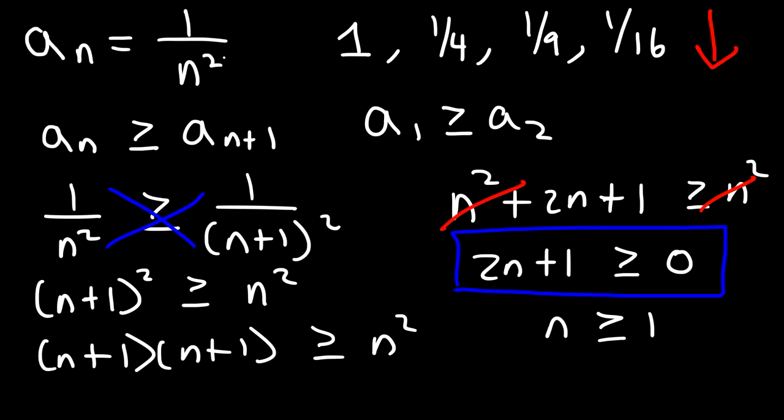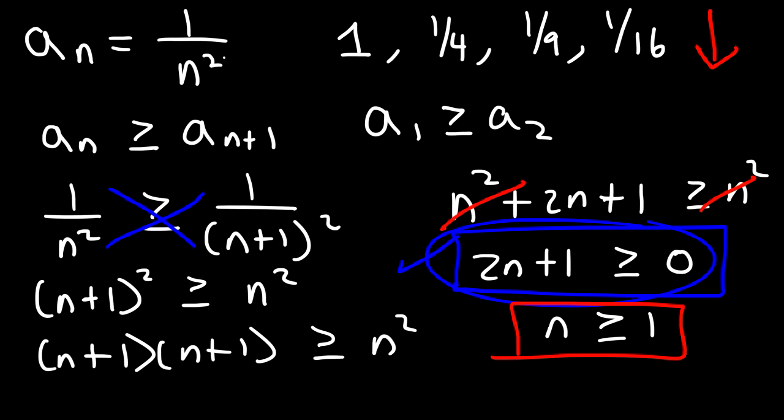So for n equal to or greater than 1, is this statement true or false? If we plug in 1 for n, 2 times 1 plus 1 is 3. 3 is greater than 0, so that's true. If n is 2, 2 times 2 plus 1 is 5. 5 is greater than 0. So this is always true whenever n is equal to or greater than 1. So that's another way you can prove that you have a decreasing monotonic sequence.